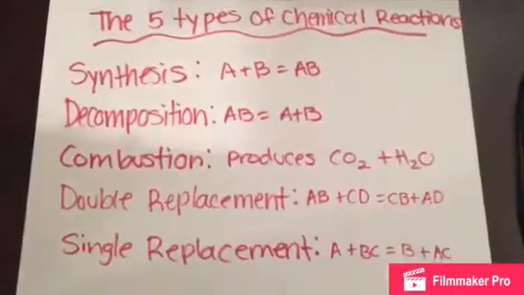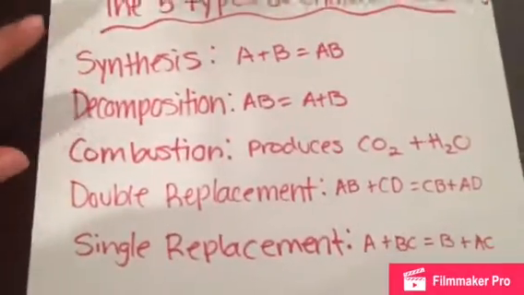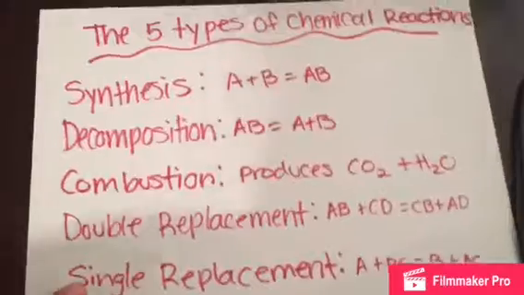Hi, Mrs. Brandon, it's Emily, and for today's video, I'm going to be teaching you the 5 types of chemical reactions and how to identify them. So, the 5 types of chemical reactions are synthesis, decomposition, combustion, double replacement, and single replacement.